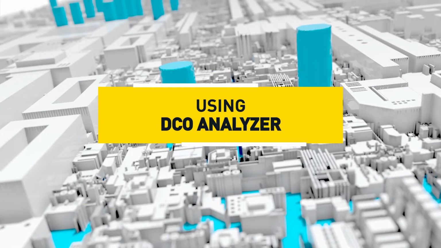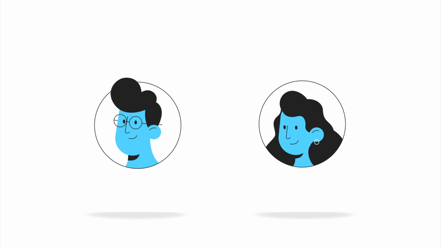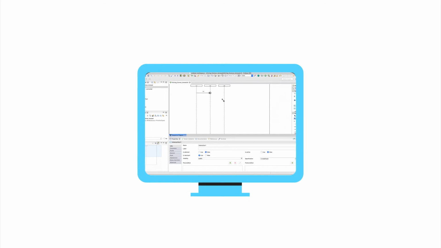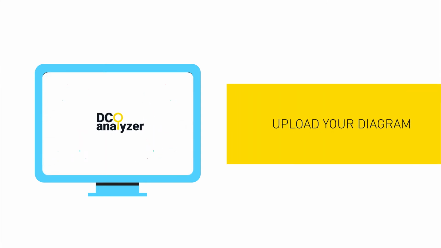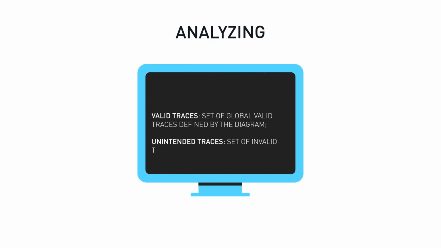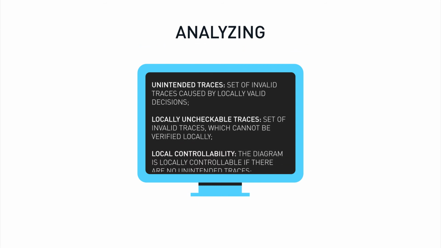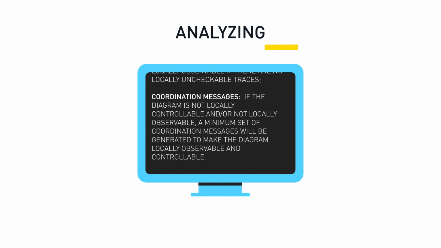So how would one use DCO Analyzer? Let's say you're a test engineer looking to test some scenarios, or a system designer in need of some help. First, you would open your favorite UML sequence diagram editor and draw your system. Then you would open up DCO Analyzer and upload your diagram. If it complies with the UML meta model, you'll be able to analyze the following properties: valid traces, unintended traces, locally uncheckable traces, local controllability, local observability, and coordination messages.